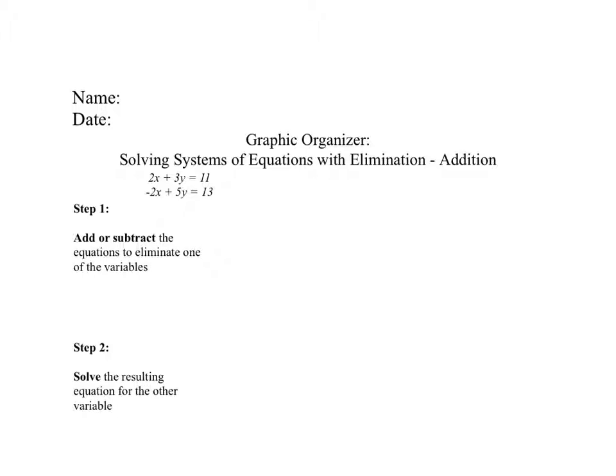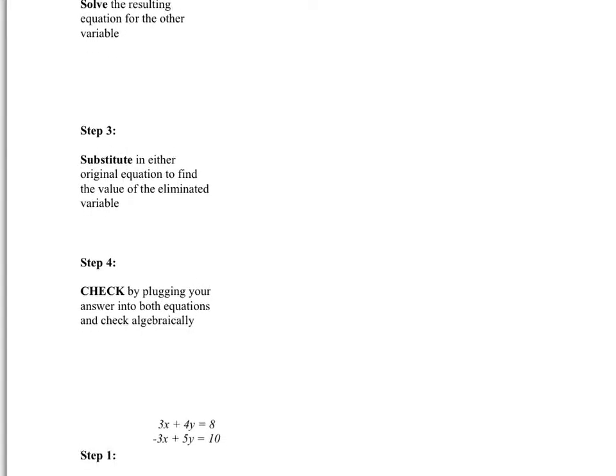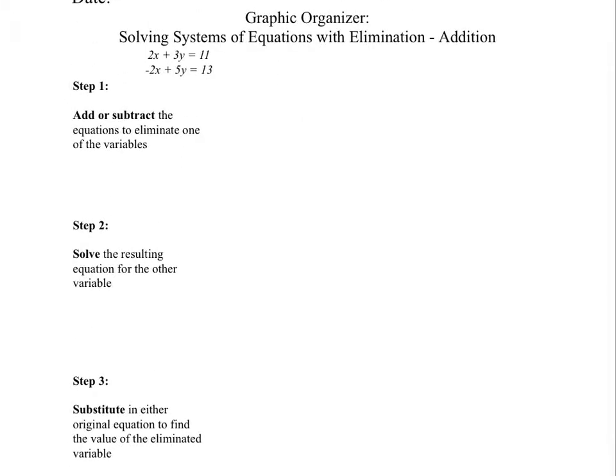So what we're going to do, again, you should have the graphic organizer. If not, it should be on the website for you. There are 4 steps going down the side: add or subtract, solve, substitute, and check. You'll notice that after step 1, steps 2, 3, and 4 are exactly like the substitution method. So you're not going to notice much of a change there. What you will notice is a change in step 1.